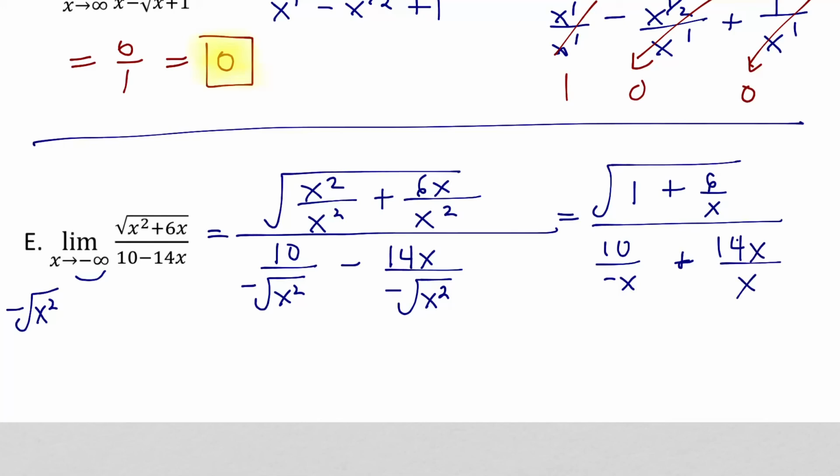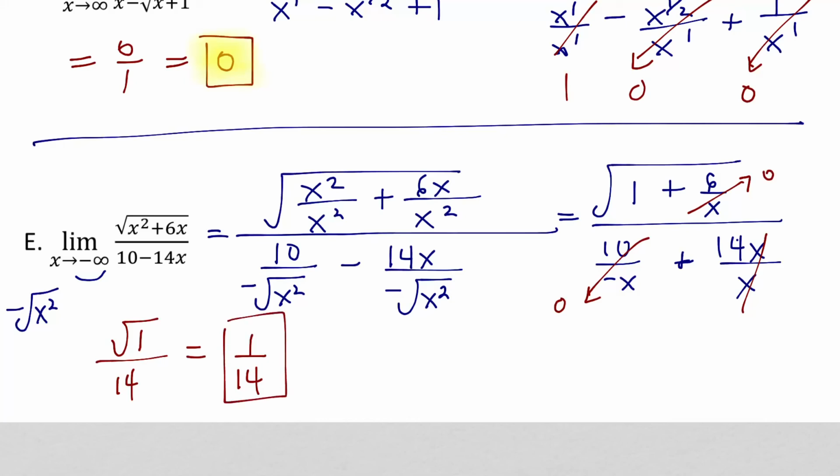Right, so this is going to tend to 0 right here. This is going to cancel. This is going to tend to 0 here. So I'm going to end up with the square root of 1 divided by positive 14, which would be 1 over 14. So my limit as x approaches negative infinity approaches 1 over 14.